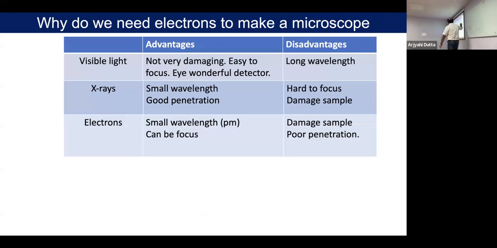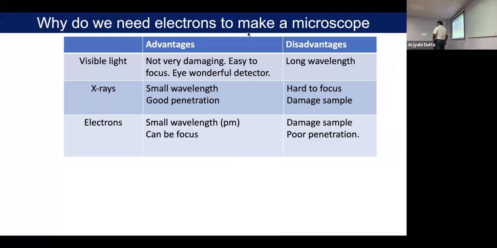Now, here are the three types of rays I mentioned. That is the visible light. As I mentioned, visible light is not damaging, so we are all moving around here within visible light and nothing is happening. UV is dangerous. Nowadays, people are saying UV can damage it, it can cause cancer and other things. It can damage the DNA also. But visible light is very good. It is not damaging at all. It is easy to focus. The eye is a wonderful detector. But with long wavelength, the penetration power is less.